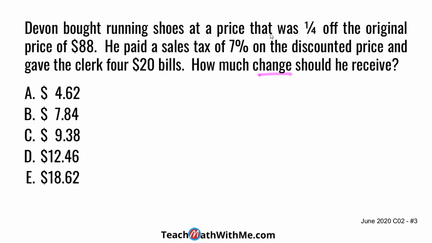So first, what we're going to look at is how much the price was before taxes. It was $88 originally, and you get 1/4 off. There are a couple of different ways you can think of that. I'm going to work this as, if I get 1/4 off, I'm only going to be paying 3/4. I'm going to do some simplifying, and I get that he's now paying $66.